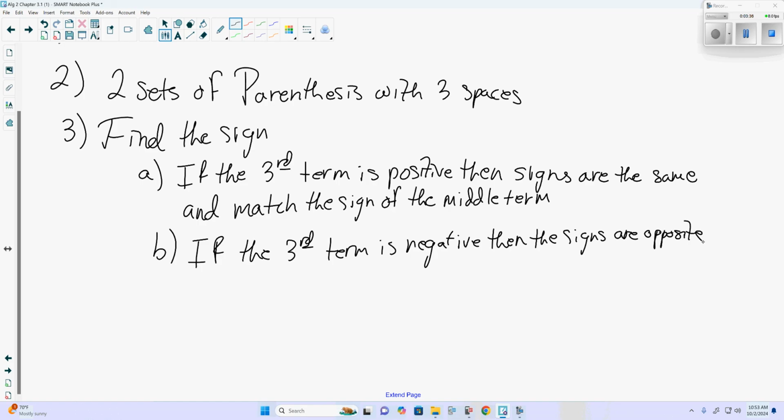Our fourth step is to find the factors of the first and third term. And lastly, plug in those factors and check to make sure that they work.